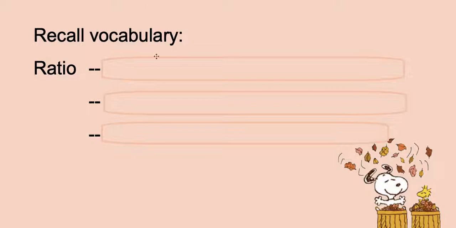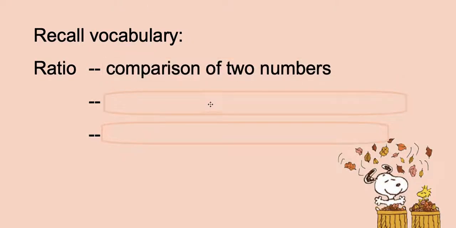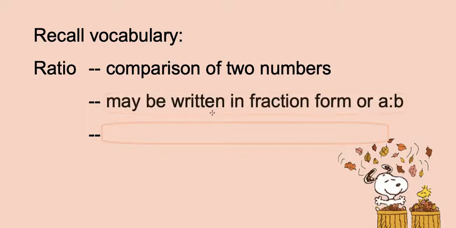Let's recall some vocabulary first. What is a ratio? It's just a comparison of two numbers. So I have apples per basket, dollars per hour. I'm just comparing two units of measurement.